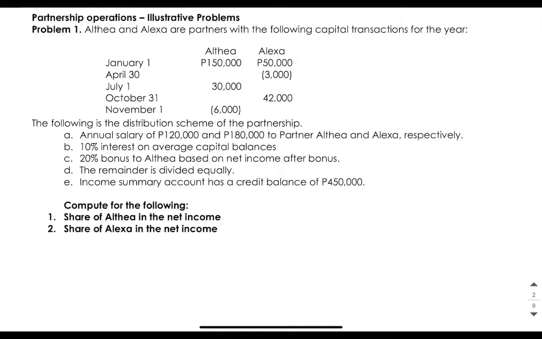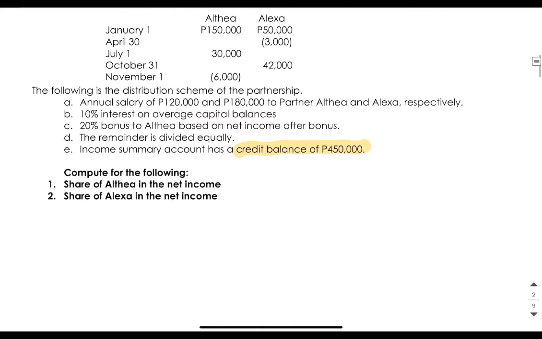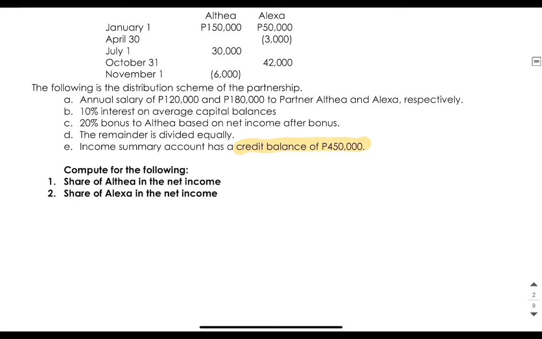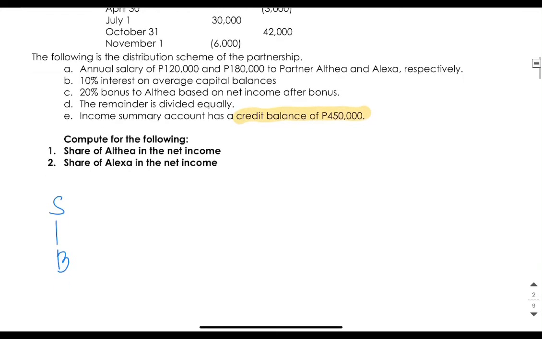Letter E, the income summary account has a credit balance of 450,000. A credit balance means an income, a result of net income. So 450,000 will be distributed to Althea and Alexa. In this case, salary, interest, and bonus are also provided. So we have to consider all of those first before dividing the remainder based on their profit and loss ratio. Okay, so SIBR: salaries, interest, bonus, and of course, the remainder.